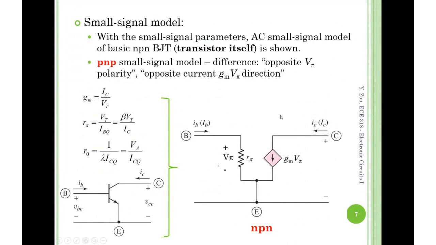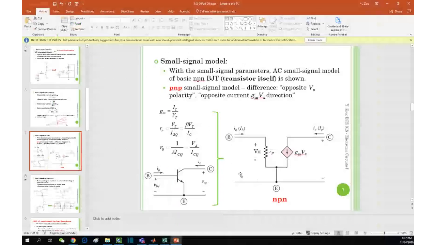So any questions? Obviously this is the most important page for today. Student: Does the direction for IB and IC change as well with the PNP? A very good question. Very, very good question. Well, we seem not to emphasize them. However, they are absolutely changing. Okay, very good question. Hold on. Let me do this.